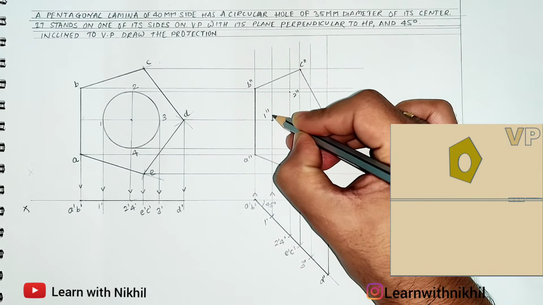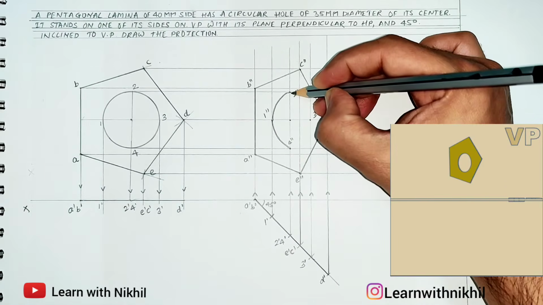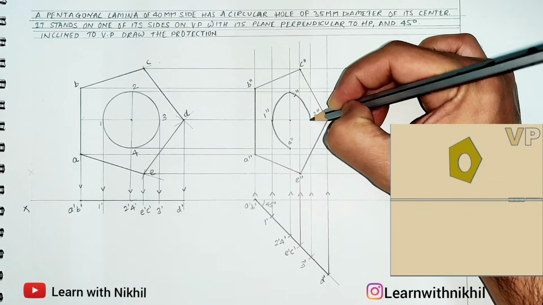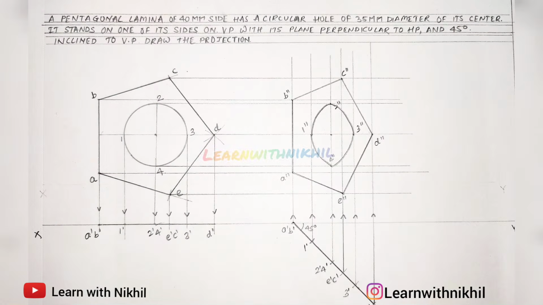Now you have to join this using French curve, but if you don't have a French curve you can use rough hand also, but mostly use French curve. I have shown in my many videos how to use French curve, you can refer that. And it's done.